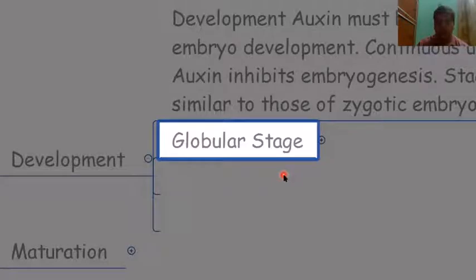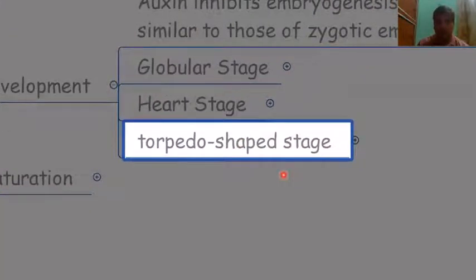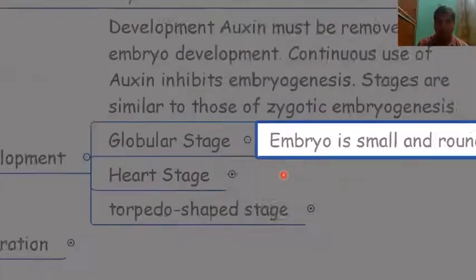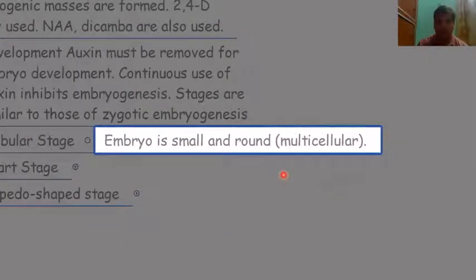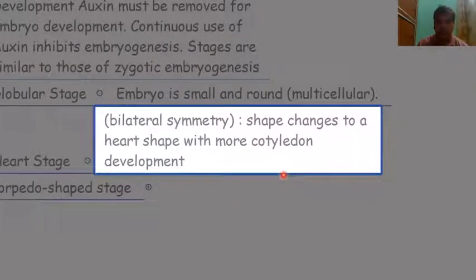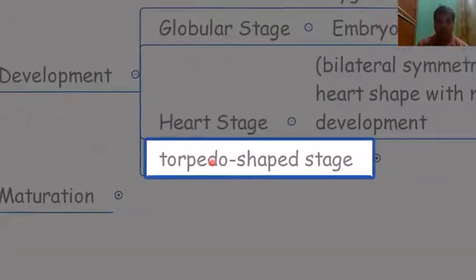So what these stages are: the globular stage embryo, the heart-shaped embryo, and the torpedo stage embryo. You may also add one more stage, that is the cotyledonary stage embryo. The globular stage embryo, as its name indicates, is small and round, and it is multicellular in nature. Then it is the heart-shaped embryo. Heart-shape, again, as its name indicates, the feature is that it has bilateral symmetry, and the shape changes to a heart shape with more cotyledon development. So cotyledon development gives this stage a heart shape.